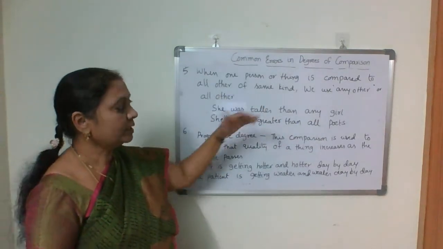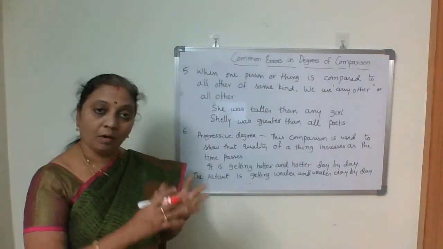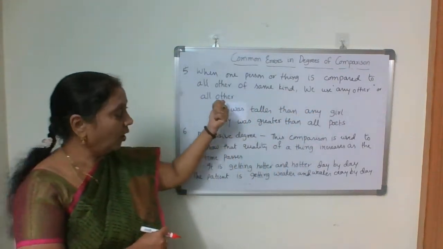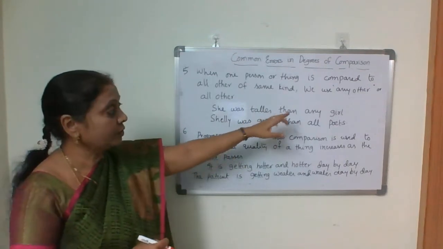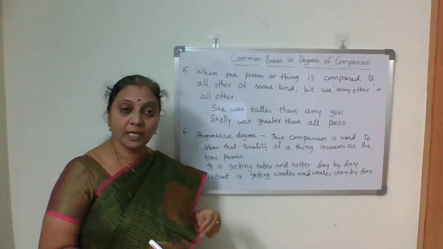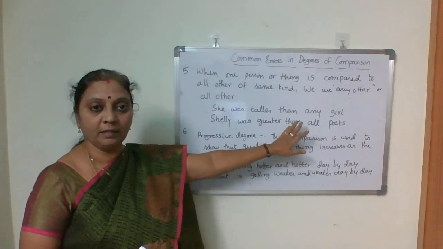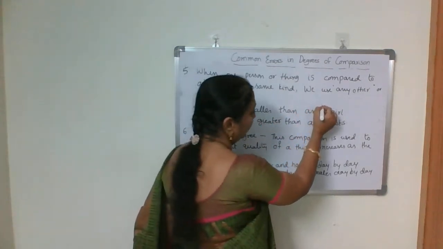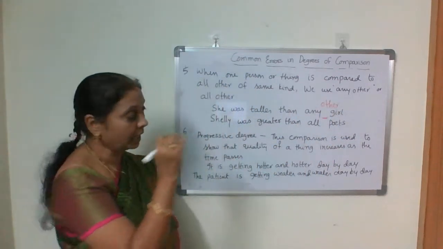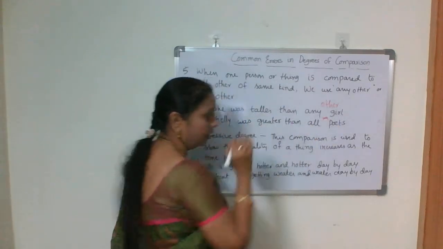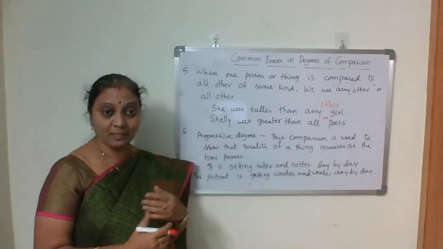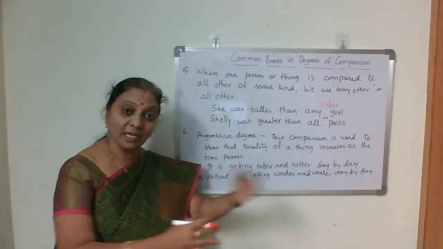Next one, when one person or thing is compared to all others of the same kind, we should use "any other" or "all other" in the comparative degree. Look at this example. "She was taller than any girl." Any girl, it's wrong. You should say any other girl. She is taller than any other girl. Immediately after any, you should say other. Any other girl. You are comparing one girl with other girls, isn't it? So she was taller than any other girl in the class.